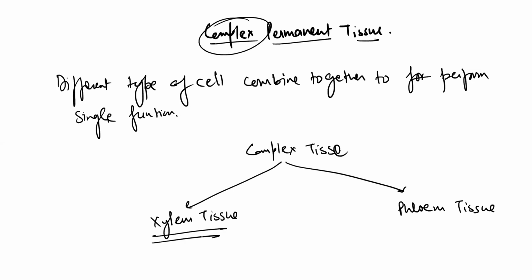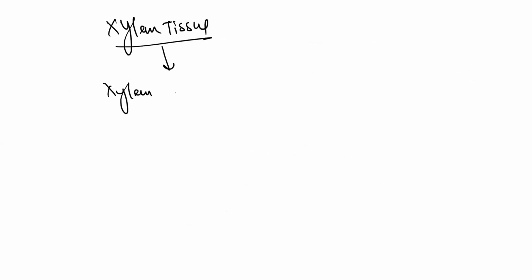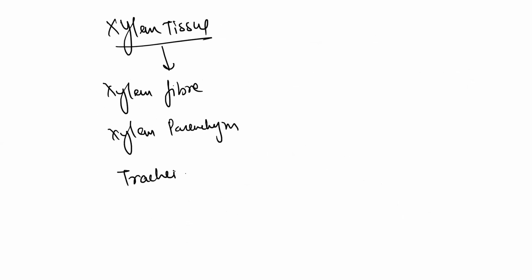Now xylem tissue is water conducting tissue. It conducts water and minerals in the plants, and it consists of the following four types of cells. Xylem tissue consists of four types of cells. One is xylem fiber. I have discussed this one. Xylem fiber, xylem parenchyma, tracheids, and vessels. Check whether you have written this one or not in your copy.